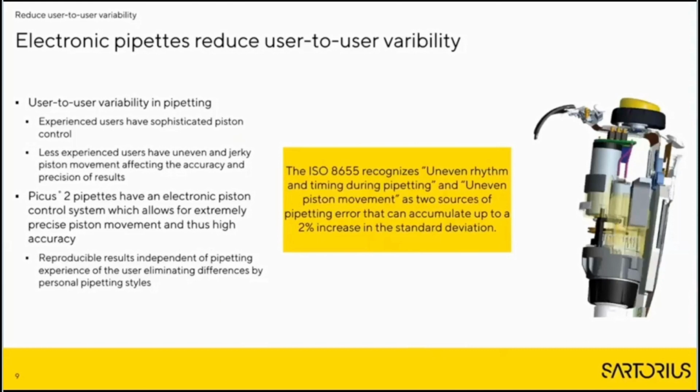Then user-to-user variance. That's one of the big advantages of an electronic pipette. As the piston movement for aspiration and dispensing is done electronically, the user's thumb movement doesn't impact the results. So electronic pipettes reduce the assay-to-assay variance per person, but especially they reduce the operator-to-operator variance.